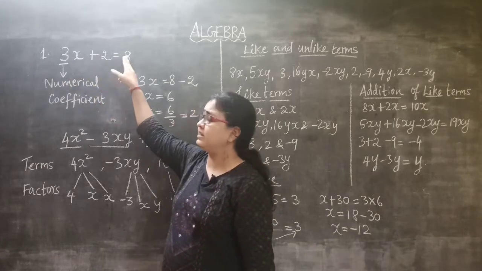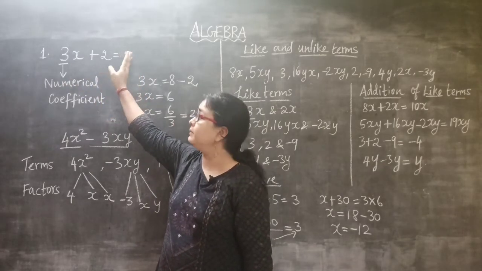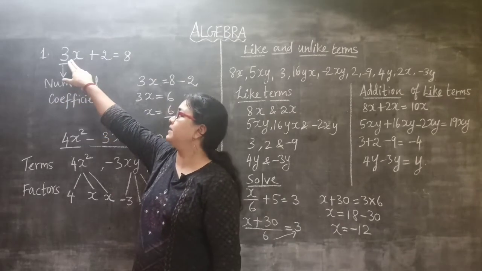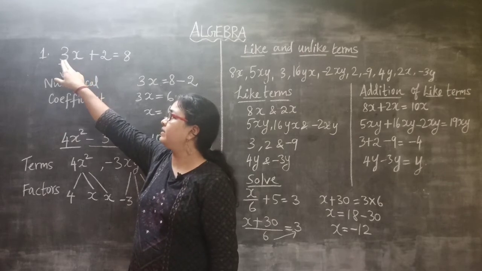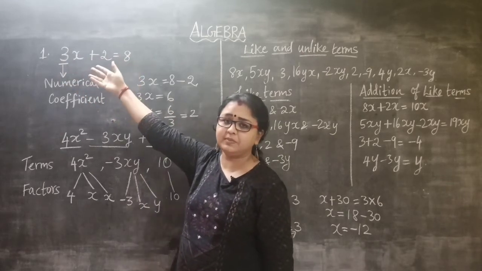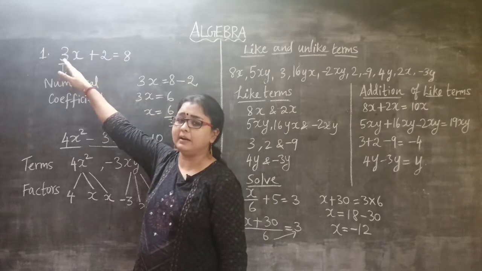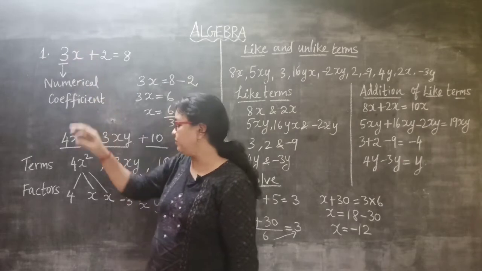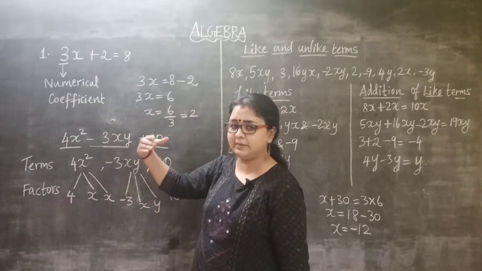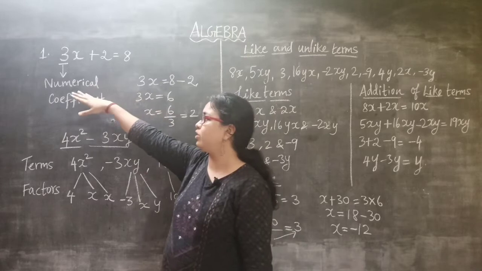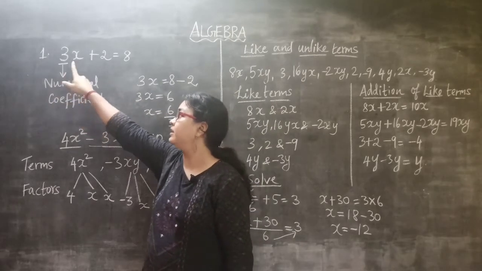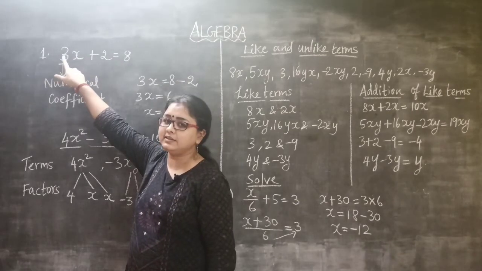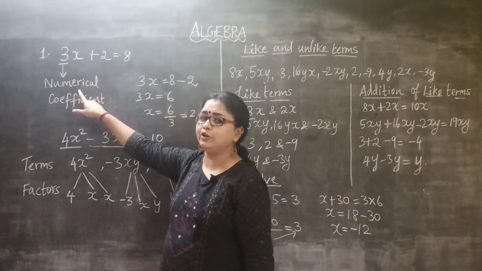3x plus 2 is equal to 8. I gave an equation here. Numerical coefficient means whenever a variable is there, some numbers will be along with it. These are all like factors of the term. I will explain what terms and factors are, but before that I want to say what a numerical coefficient is. Here x is a variable which has a number along with it, here 3. So 3 is called the numerical coefficient.